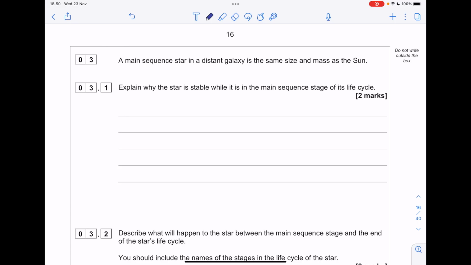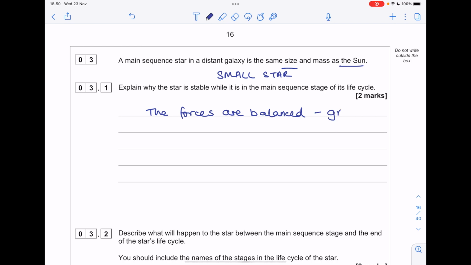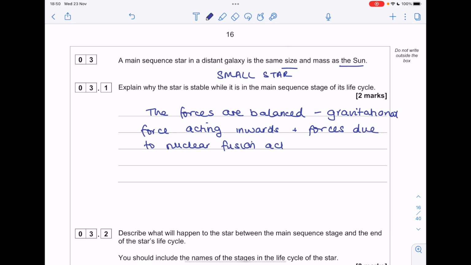A main sequence star in a distant galaxy is the same size and mass as the Sun. That means it's a small star. Explain why the star is stable while it is in the main sequence stage of its life cycle. It's because the forces within it are balanced. So therefore, the gravitational force acting inwards and forces due to nuclear fusion acting outwards are balanced.